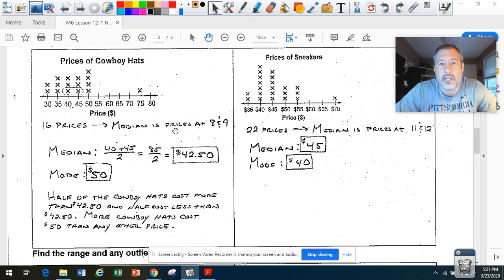Okay, let's take a look here. We're going to look at the price of sneakers here. Now, if we want to, we can do it this other way here and say, hey, there are 22 prices. Well, if I cut 22 in half, well, that gives me 11, okay?